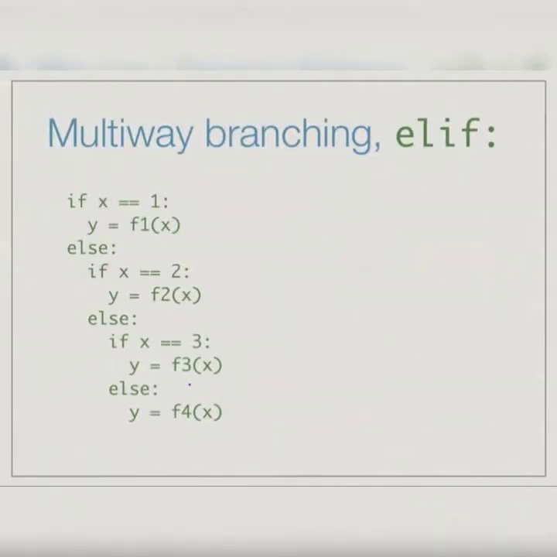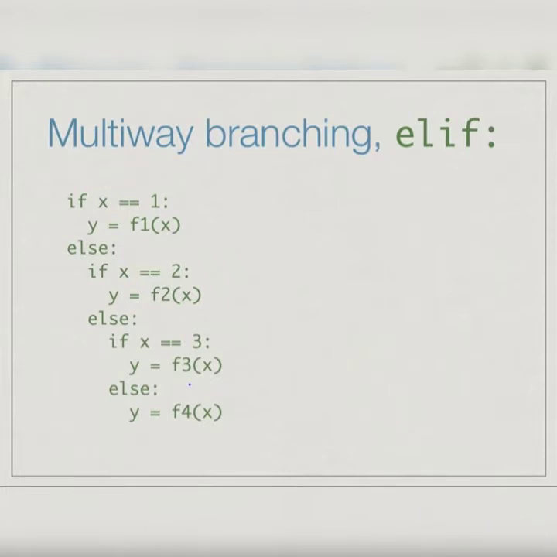Multi-way branching, the use of the elif statement in a Python program. For example, I'm going to check multiple conditions by using if as well as else statements. First I'll check if x is equal to 1, then y is equal to f1(x) will execute. Now remember, f1(x), f2(x), f3(x) and f4(x) are just particular functions taken as an example. So if x is equal to 1 comes to be true, then the first statement will execute, and if not, then the else part will execute, and then another else part will execute.